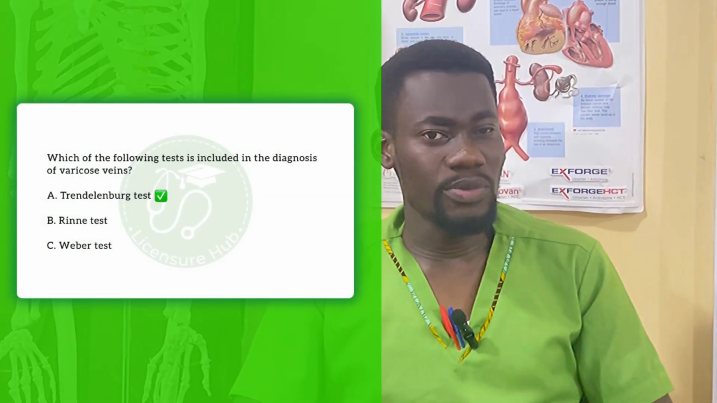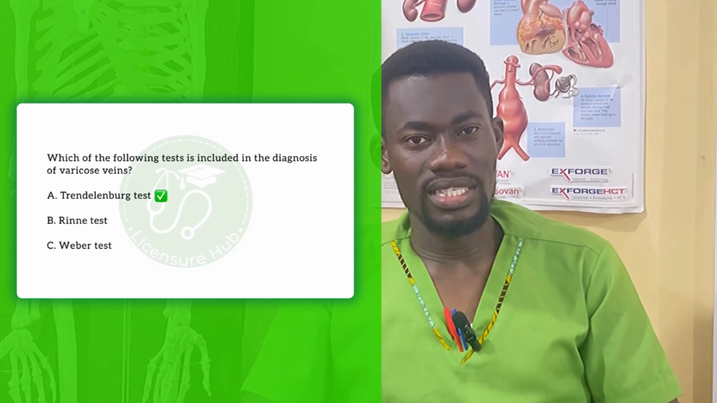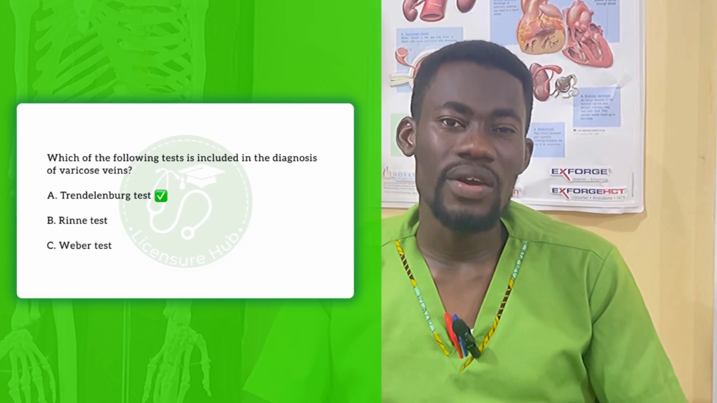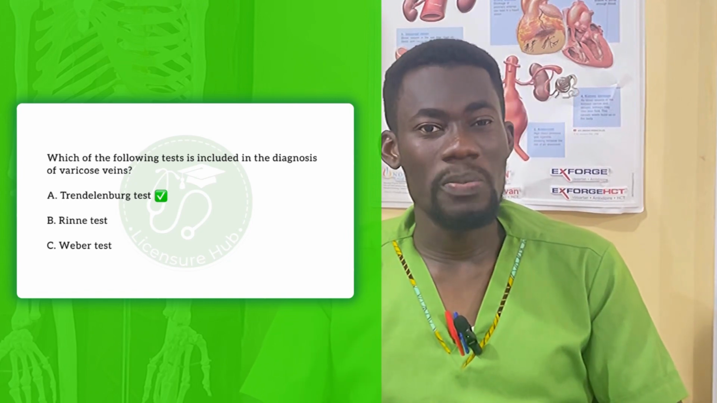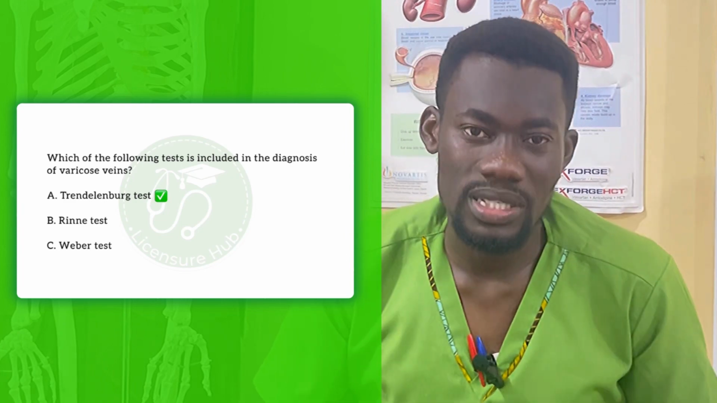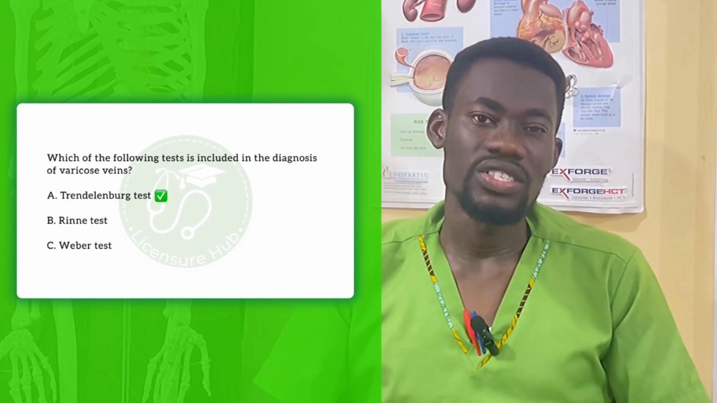Options B and C, which are the Rinne and the Weber tests, are done to assess the hearing of a patient, and so that makes options B and C not part of our answer, leaving us with the correct answer to be the Trendelenburg test.